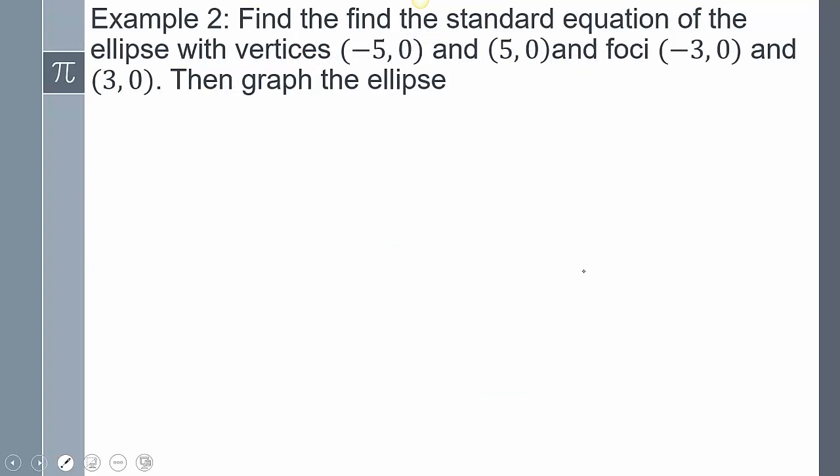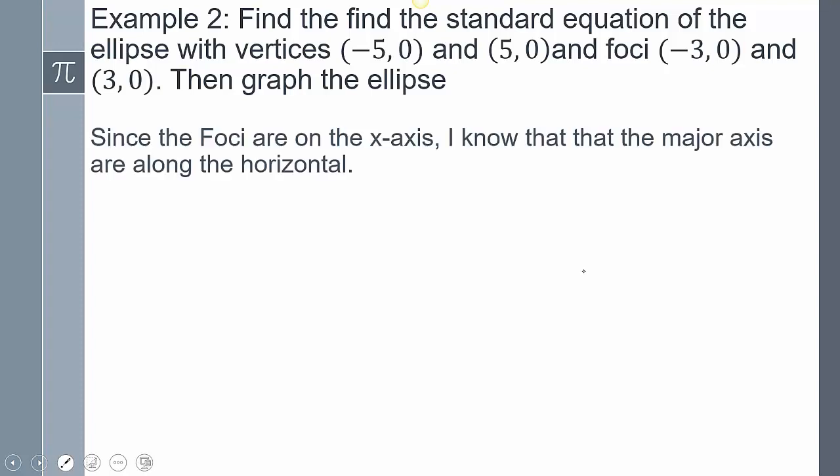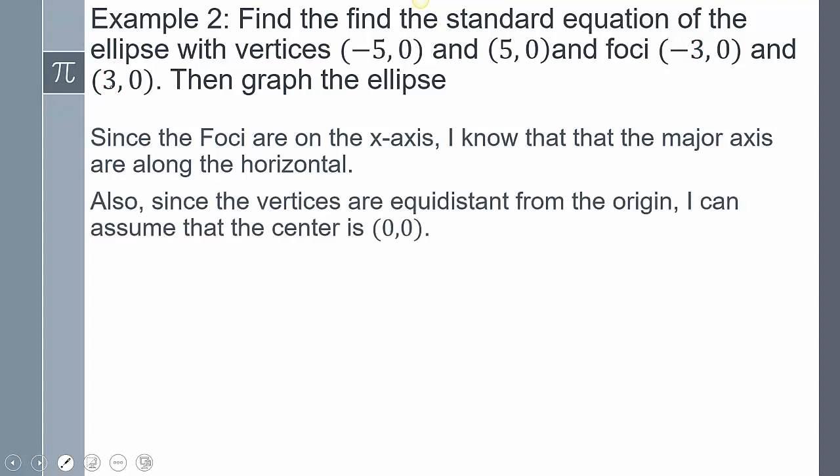Example 2, it says find the standard equation of the ellipse with the vertices -5, 0, and 5, 0, and the foci -3, 0, 3, 0. Then graph the ellipse. Since the foci are on the x-axis, changing from -3 to +3, I know that the major axis is going to be along the horizontal. Also, since my vertices are equidistant from the origin, I can assume the center is 0, 0. Because it's a distance of 5 here, and a distance of 5 here. My y isn't changing, and so that's why I know my y portion is 0. So I know that my h and k are going to be 0, which is why it's going to be x minus 0 squared, y minus 0 squared, which just simplifies into x squared and y squared.